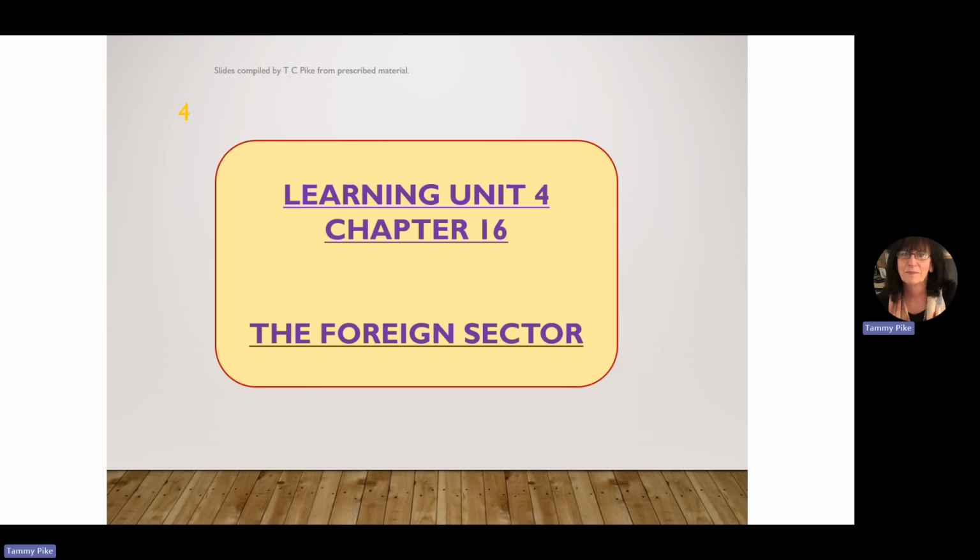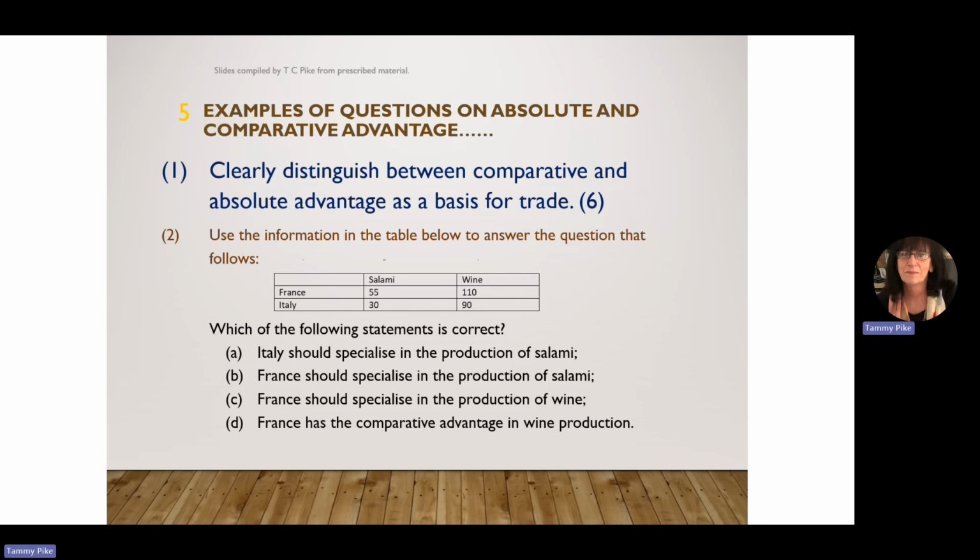Here we go. Learning Unit 4, Chapter 16, the foreign sector. Let's take a look. Two types of questions you can expect, the one being pure theory, which is question number 1, and the second one being an application question.